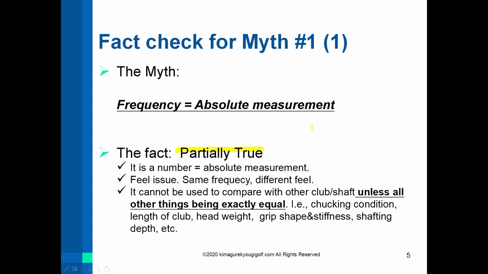partially true, because it is true that it is a number, which is absolute measurement. However, we know that there is a field issue. The same frequency still feels differently, right? Also, despite being a number, it cannot be used to compare with the shaft or club, unless all other conditions are exactly equal. Okay, this usually does not happen.